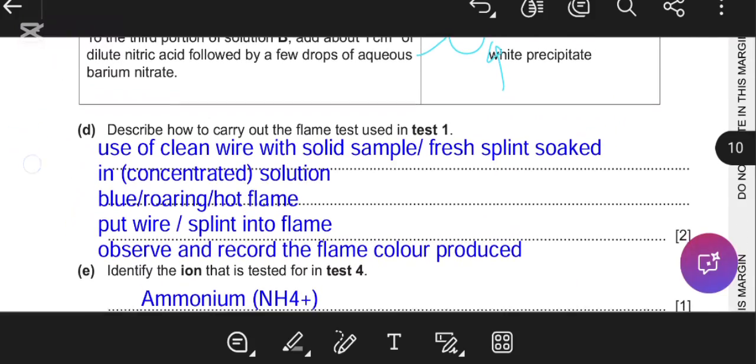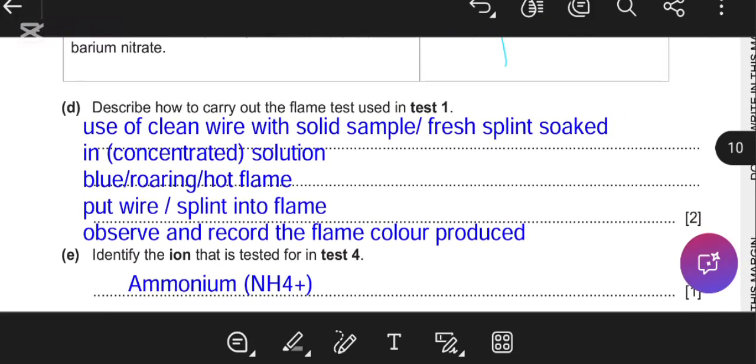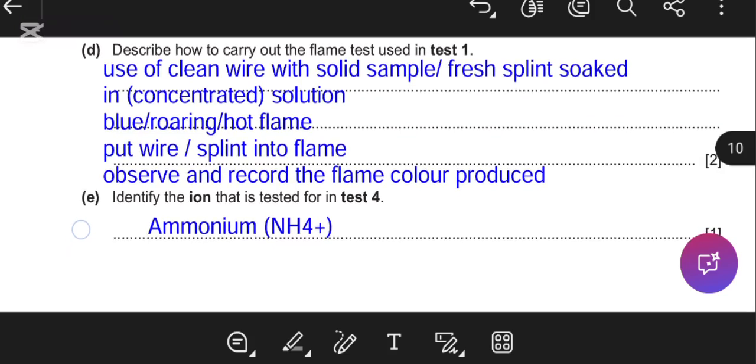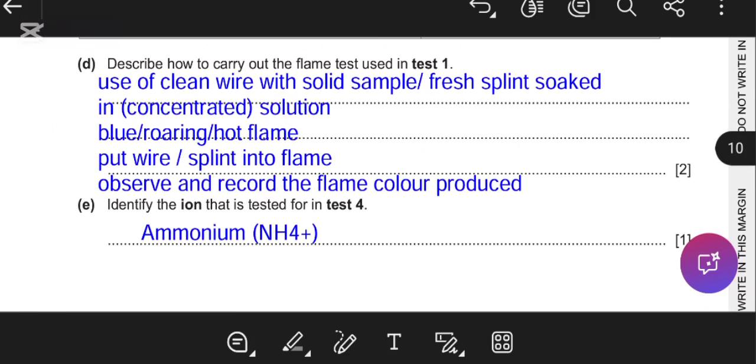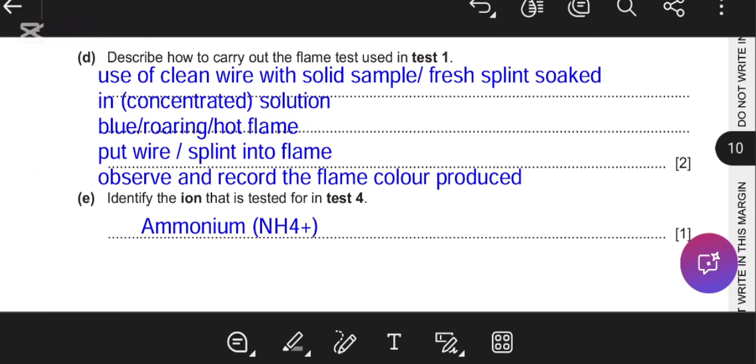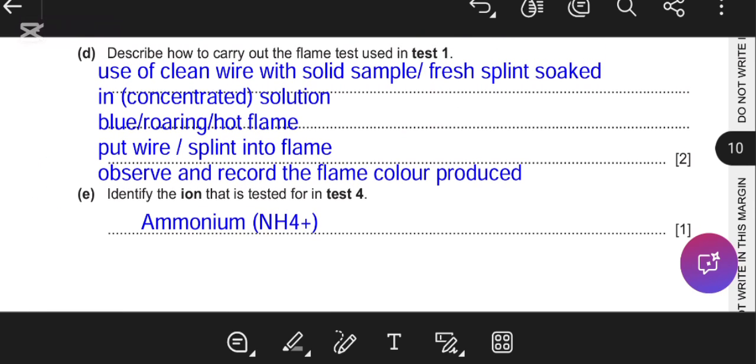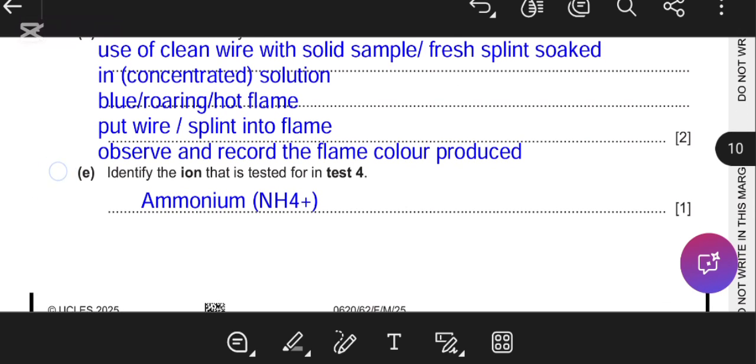This was asked in the 2023 specimen paper as well. Make sure you do it very well. You use a clean wire. You can use a nichrome wire, and then you dip it in the sample or a sample solution. So basically, if you take a wire, you dip it in the acid to clean it, and then after that you dip it in the solid sample.